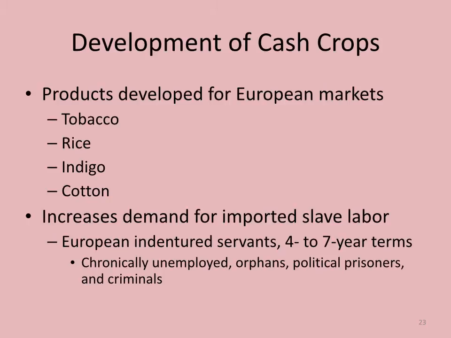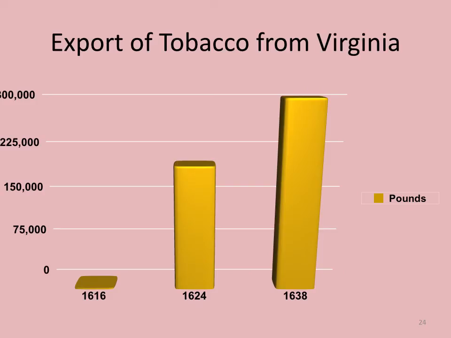European indentured servants are going to become very popular on the English side, specifically with 4 to 7 year terms. However, the chronically unemployed, orphans, political prisoners, and criminals are the ones who are going to be the most interested in this. Because if you're a wealthy, good citizen in Europe, why would you leave the comfort of Europe to be a colonist? So the people who are coming over here, especially through this indentured servant program, are not particularly good people. So, yeah, not the kind of people you'd want working for you.